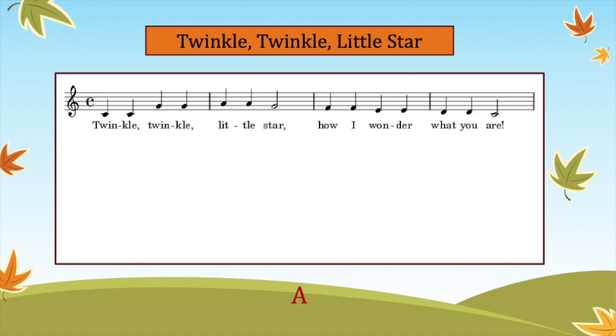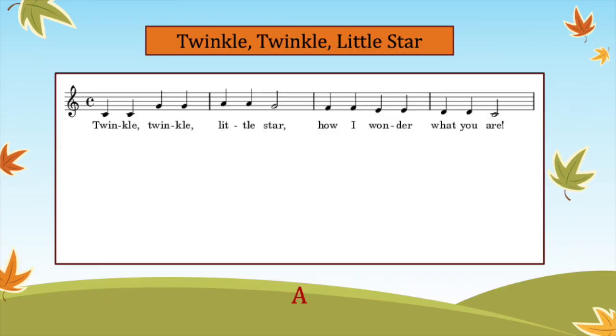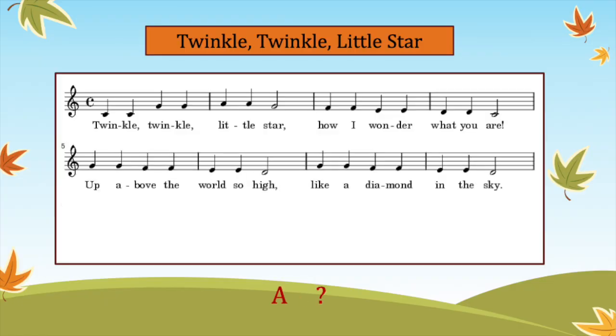Once again, the first section always gets the first letter of the alphabet, so it is A. Listen closely to this next section. Does it sound same or different? Here's the first section, and here's the second section. As you can see, they are different. So the second section will get the next letter of the alphabet, the letter B.